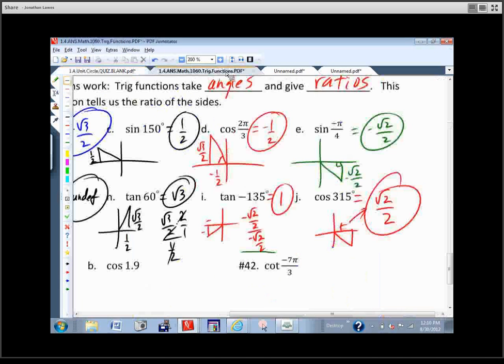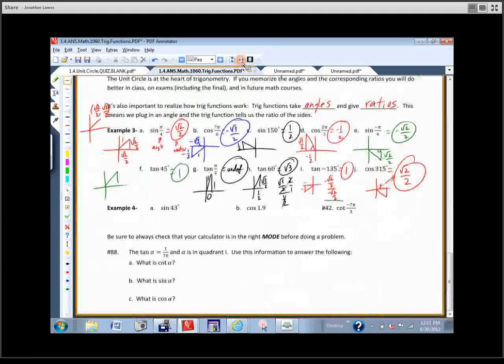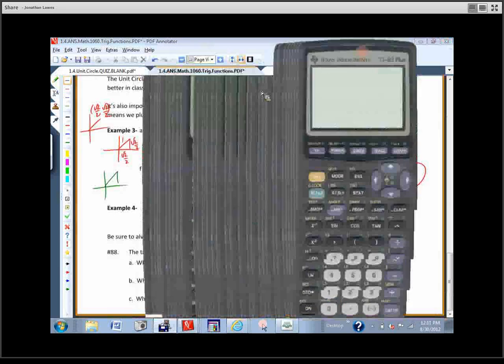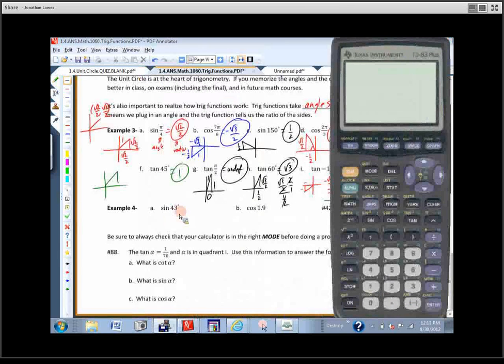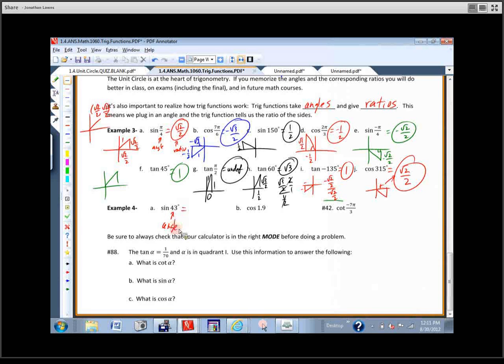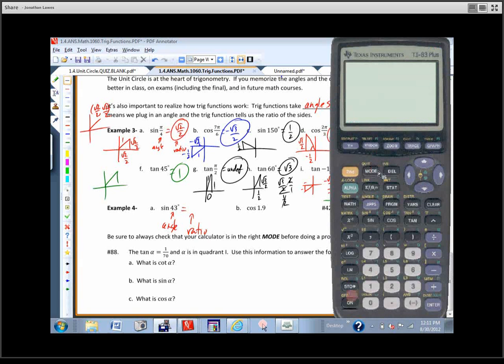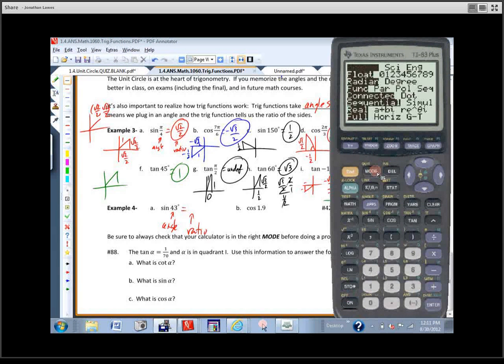Okay, let's go back here and finish this up. You might need a calculator for the next couple because I certainly can't do these problems in my head. So here's the first one. Sine of 43 degrees. Again, we're going to give it an angle, and the calculator is going to give us a ratio. So let's make sure that we're in degree mode. If you've got a scientific calculator, it should say DEG at the top to tell you what the mode is.